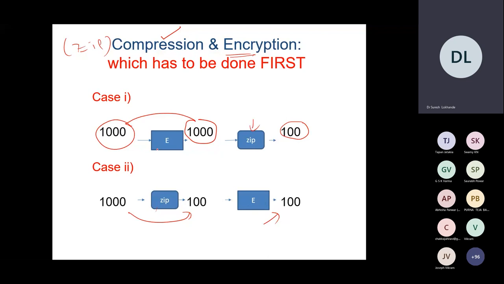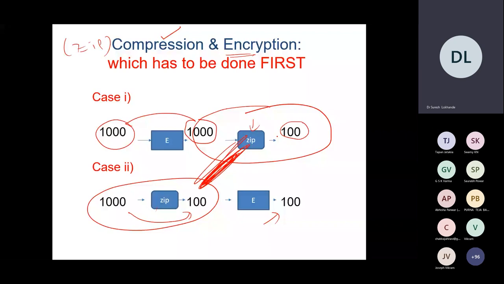So 1000 bits have become 100. Here also 1000 bits have become 100. So there is not much difference here. Same meaning: input is 1000, output is 100. Input is 1000, output is 100.